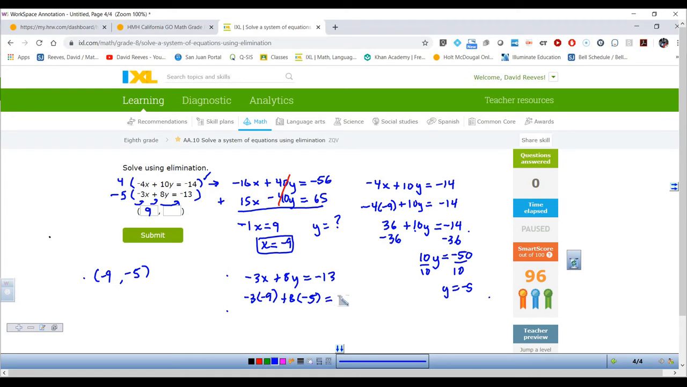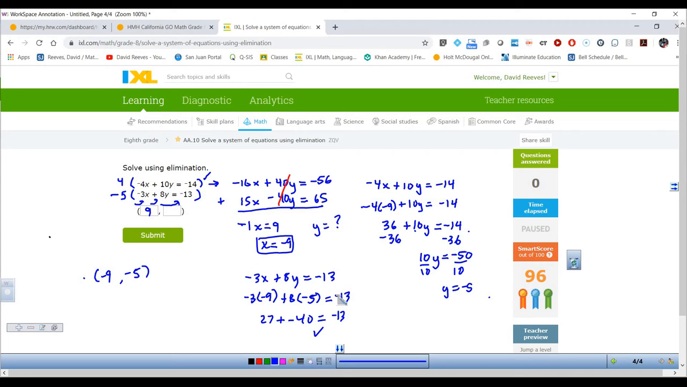Sometimes, guys, you're just a little off your game. That's why checking your answers is so important. All right, negative 3 times negative 9 is positive 27 plus negative 40. Now I'm liking life a little better because when you add 27 plus negative 40, you get negative 13.